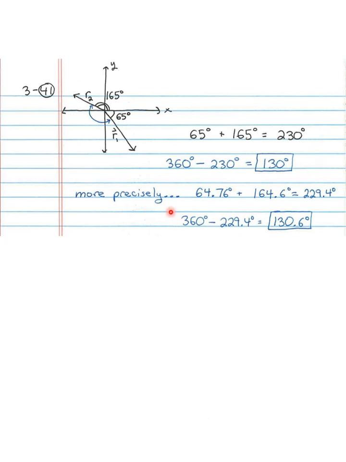More precisely, I should have taken the answers that we got for the previous problem were not 65, but 64.76 degrees, and then added 164.6 degrees to get 229.4. Subtracting away 360, I get 130.6 degrees. So the answer, rounded to the nearest degree, is 131 degrees, and that is more precise. So what this shows you is the first way I did it, rounding along the way, actually added a little bit of error into my final answer. So the correct answer really should be rounded to 131 degrees.